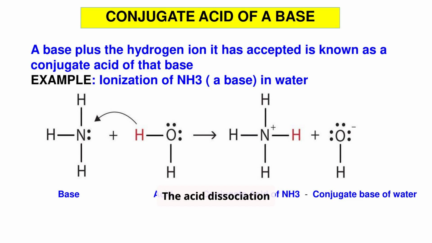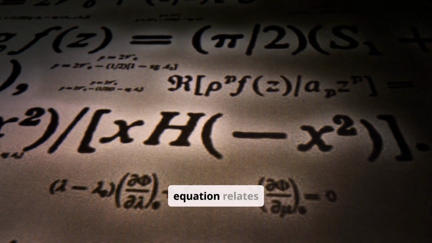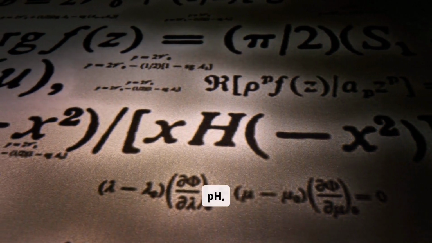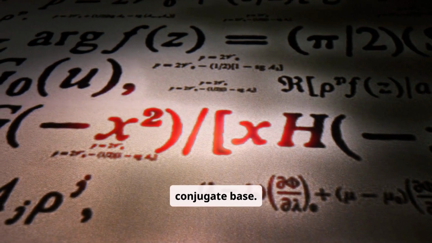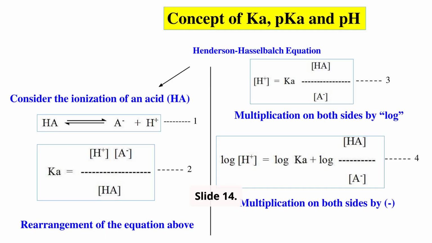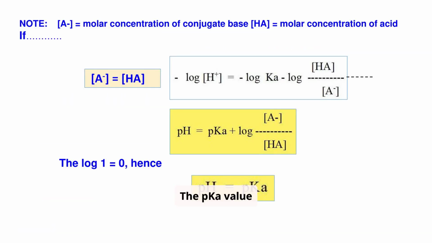The acid dissociation constant Ka quantifies the strength of an acid. The pKa, the negative logarithm of Ka, provides a more convenient scale. The Henderson-Hasselbalch equation relates pH, pKa, and the concentrations of an acid and its conjugate base. Slide 14. The pKa value is the pH at which the concentrations of an acid and its conjugate base are equal.